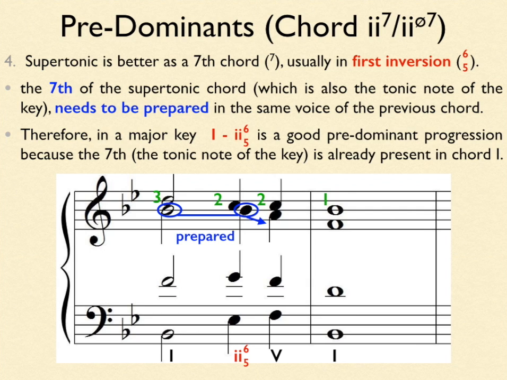Therefore, in a major key, your tonic chord to your supertonic seventh chord in first inversion is a good predominant progression because the seventh, the tonic note of the key, is already present in chord 1.